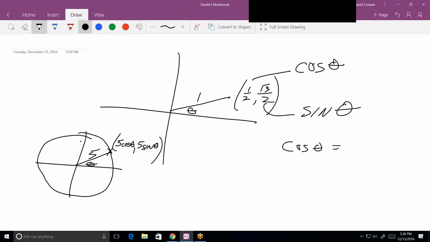So it kind of depends on whether you're on the unit circle or not. Usually when they give you these kind of problems, they're on the unit circle. In other words, this measurement is always 1, not something different than 1.